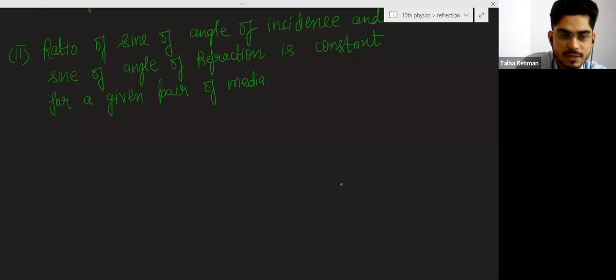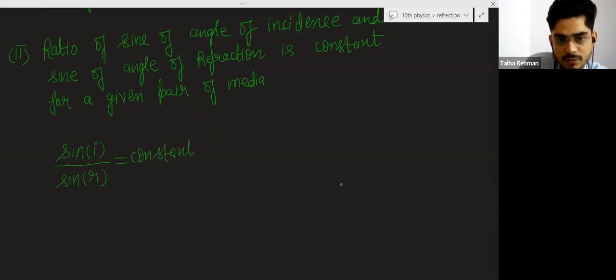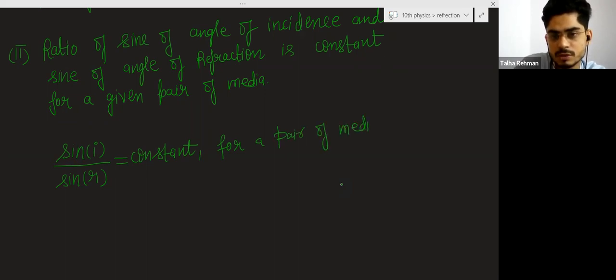So what they are saying: sine of angle of incidence over sine of angle of refraction is equal to a constant for a pair of media. If you take two media, like air and water, with light rays traveling from air to water, then if you take sin I by sin R, you will get a constant.